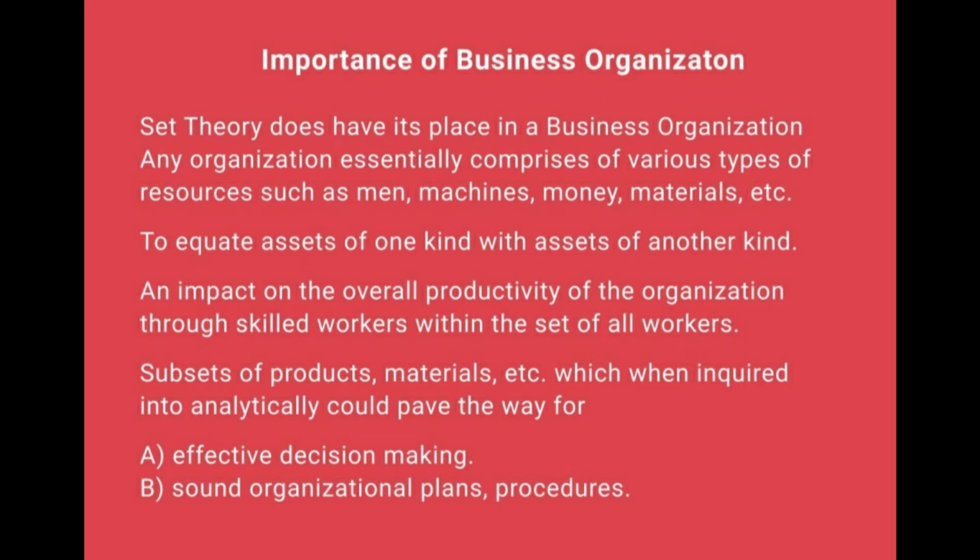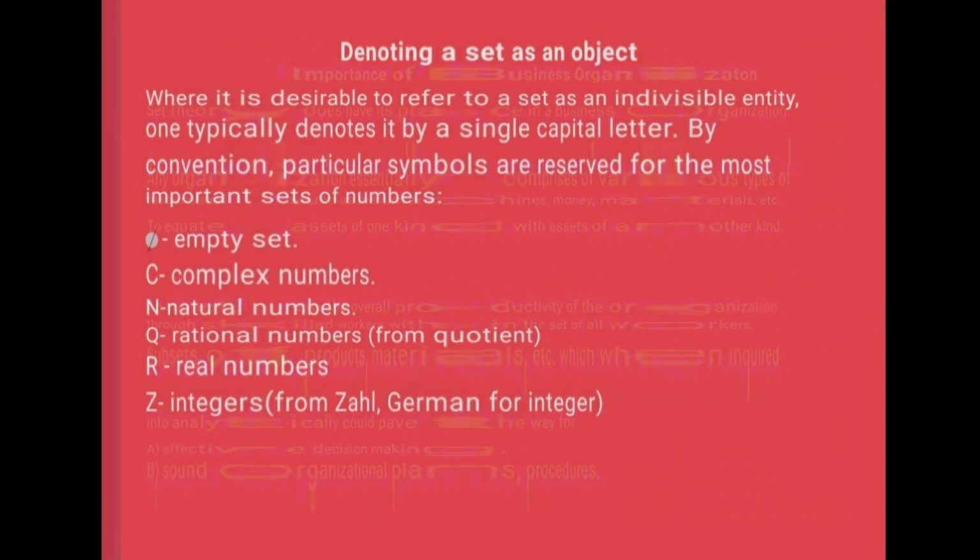Importance in business organization. Set theory does have its place in business organization. Any organization essentially comprises various types of resources such as men, machines, money, material, etc. to equate assets of one kind with assets of another kind. It has an impact on the overall productivity of the organization, through skilled workers within the set of all workers, subsets of productivity and material, etc., which when analyzed analytically could pave the way for effective decision making and sound organizational plans and procedures.